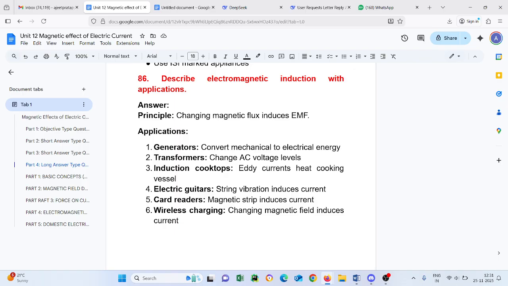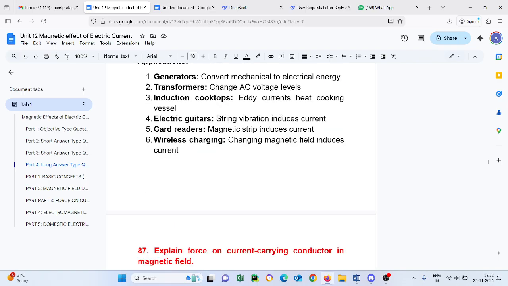Transformer changes AC voltage level. Induction cooktops: eddy current heats cooking vessels. Electric guitars: guitar string vibration induces current. Card reader: magnetic strip induces current. Wireless charging: changing magnetic field induces current.